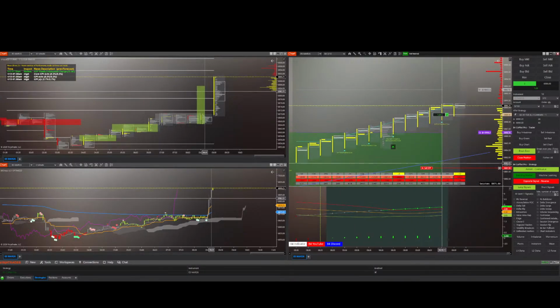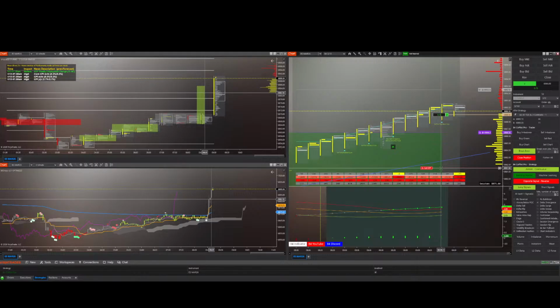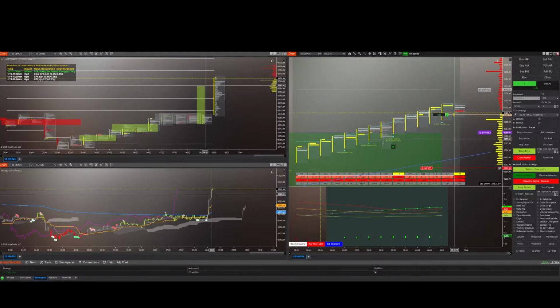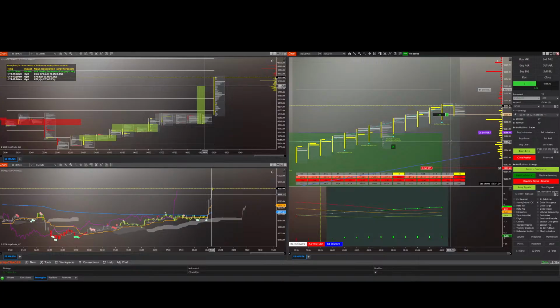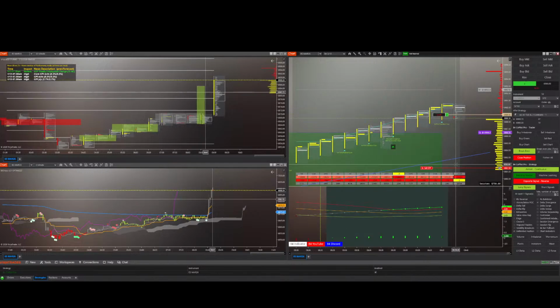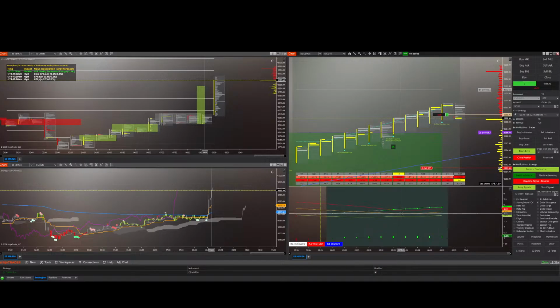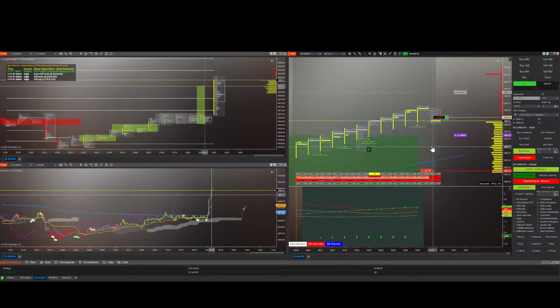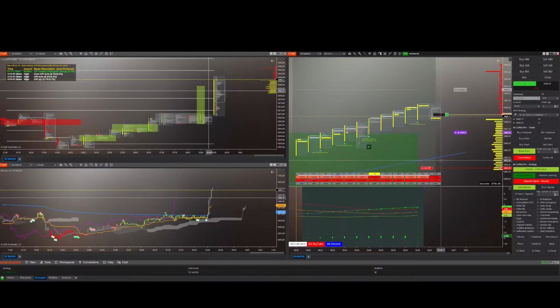Barb is my partner, my friend, business partner. He was the one that helped me whenever I first started coding and put together the lower B4 indicator. And we started B4 together.